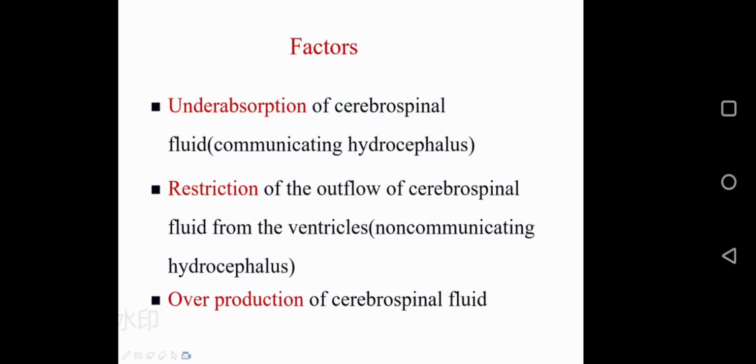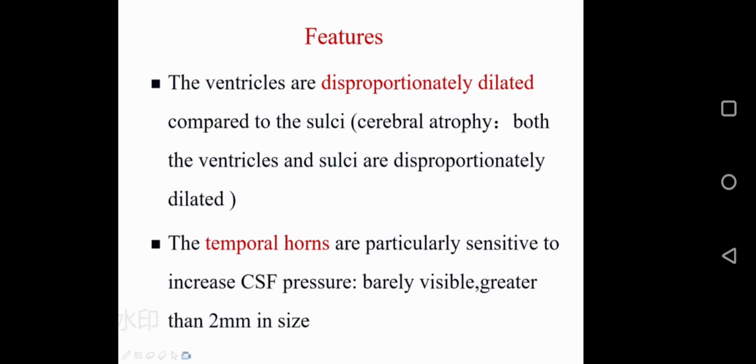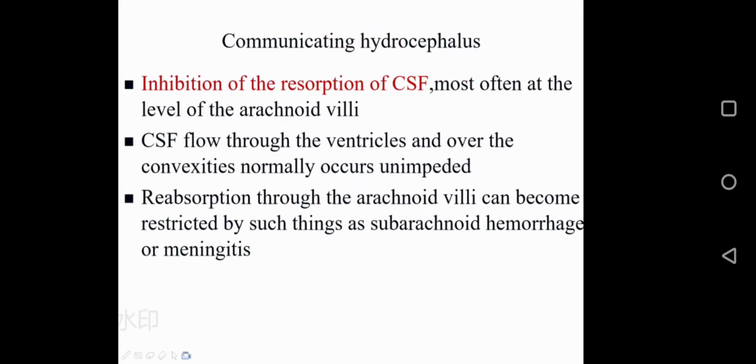Communicating hydrocephalus is caused by the inhibition of the resorption of the cerebrospinal fluid, most frequently at the level of the arachnoid villi. Resorption through the arachnoid villi can become restricted by things such as subarachnoid hemorrhage or meningitis. The radiology finding for communicating hydrocephalus could be dilatation of the fourth ventricle. For treatment of communicating hydrocephalus, usually we do a ventricular shunt.